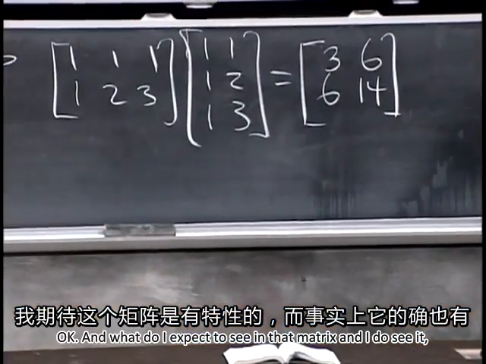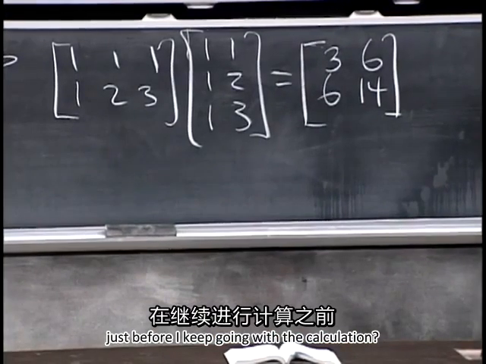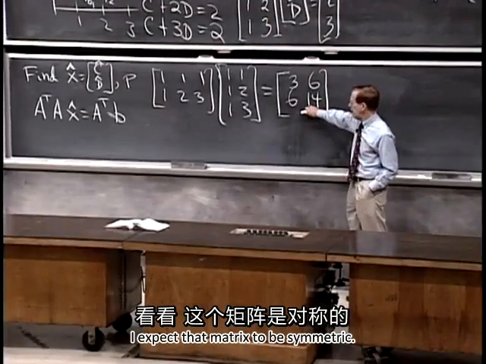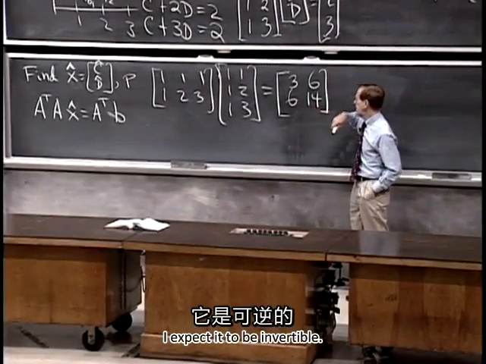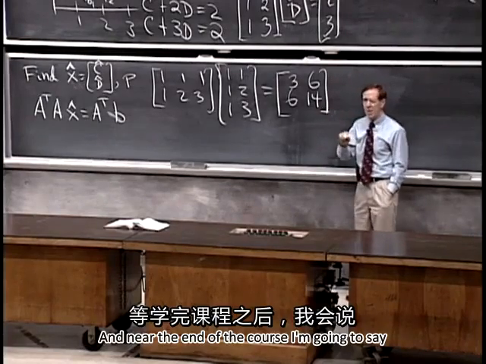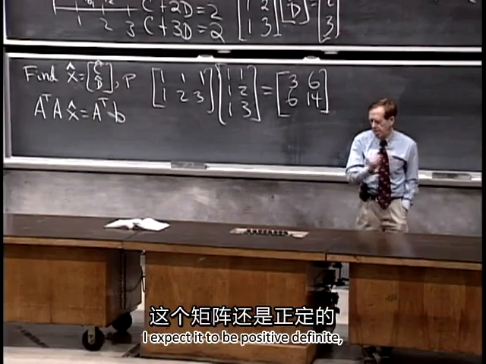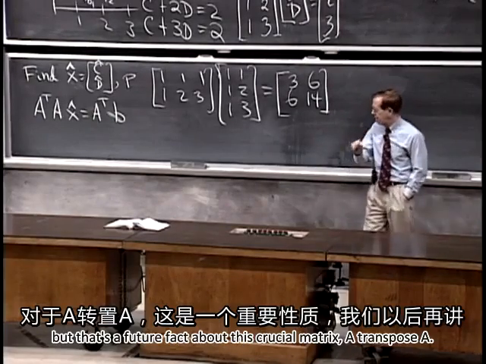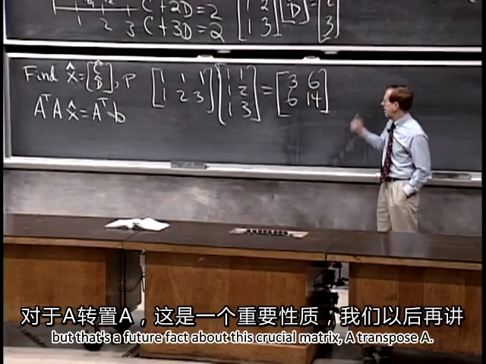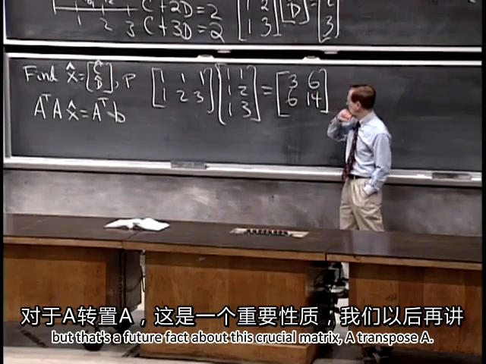And what do I expect to see in that matrix? Just before I keep going with the calculation, I expect that matrix to be symmetric. I expect it to be invertible. And near the end of the course, I'm going to say I expect it to be positive definite. But that's a future fact about this crucial matrix A transpose A.